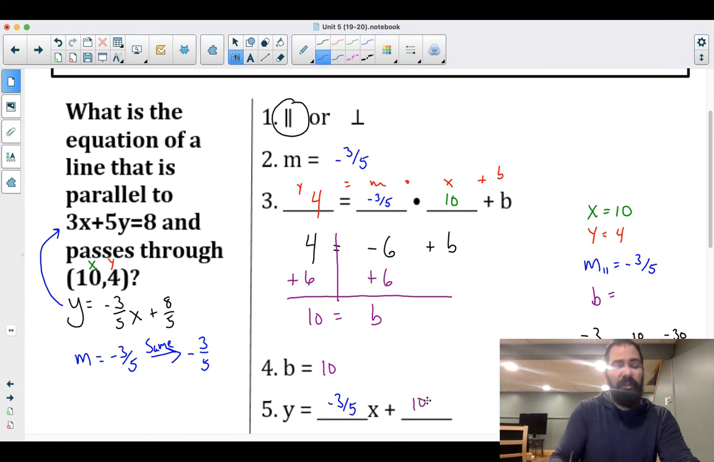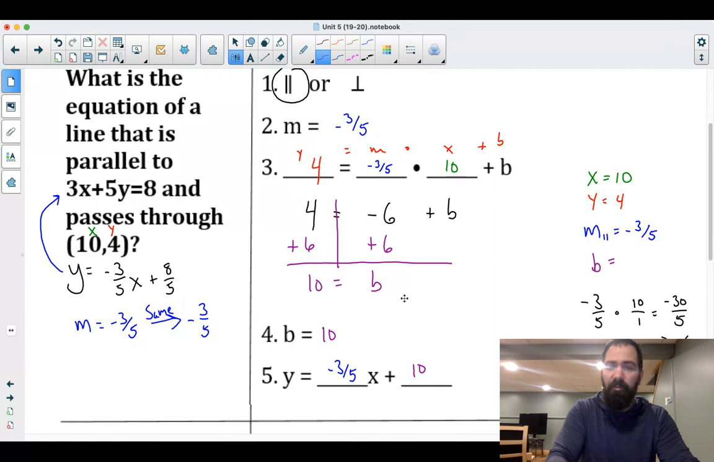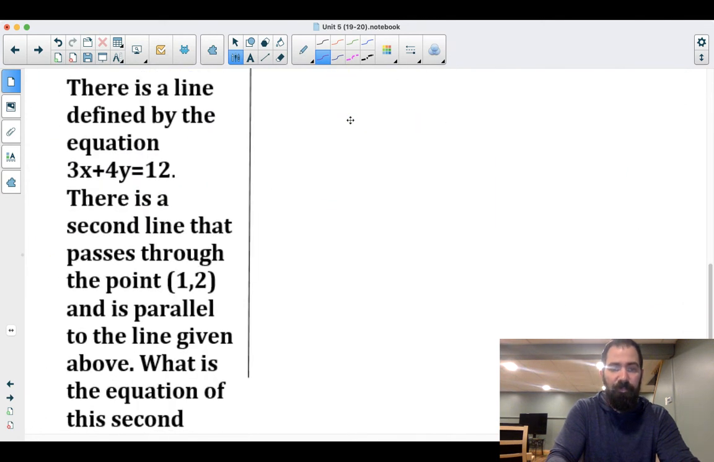And you're done. And if you notice, this is the exact same process we're doing from the perpendicular lesson, from our last lesson. We're just changing the slope from a perpendicular slope to a parallel slope.